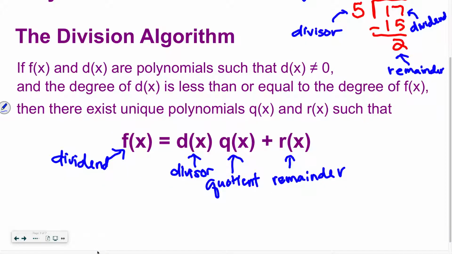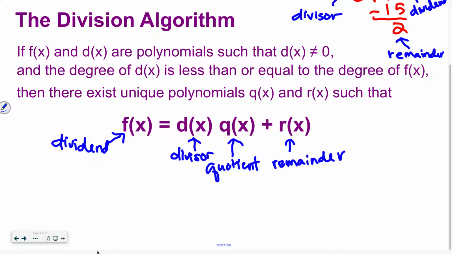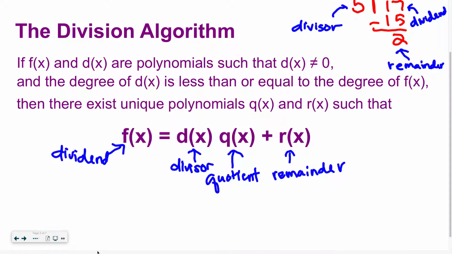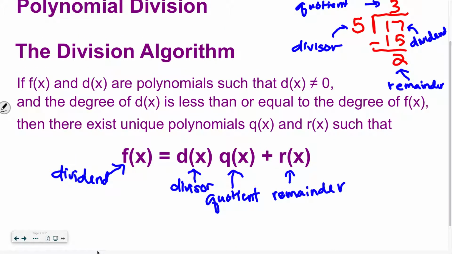And then if those are 2 polynomials, there are some unique functions that happen to be your q of x and your r of x, and this thing will hold true. F of x is equal to d of x times q of x plus r of x. So I'm going to look up at my example where I did 17 divided by 5, and do you agree that the dividend is equal to the divisor times the quotient plus the remainder? Checks out.